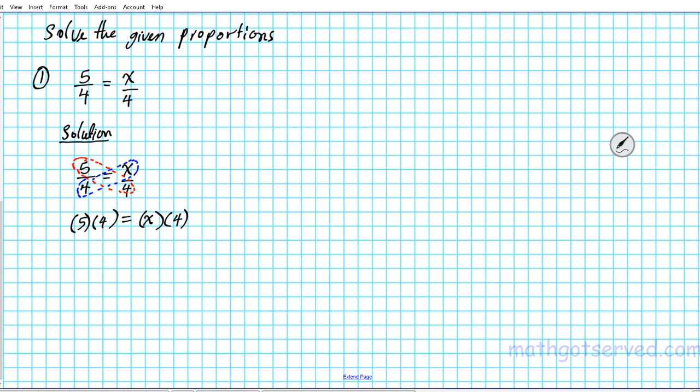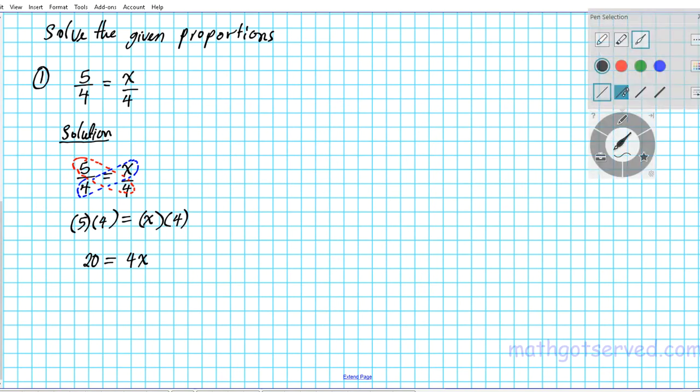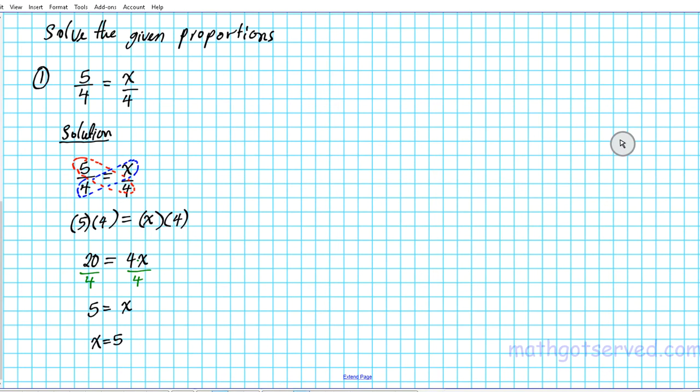We see the difference between the original problem and what we have now. There are no more denominators. It's no longer a proportion. It's just like a linear equation. Now let's multiply. 5 times 4 is 20, and x times 4 is 4x. To get x isolated, we need to get rid of that 4. Since 4 is being multiplied by x, we use the inverse operation, which is division. That gives us 5 is equal to x. 20 divided by 4 is 5, and then these 4's divide out. This can be written as x equals 5. So there goes the answer to the first question.